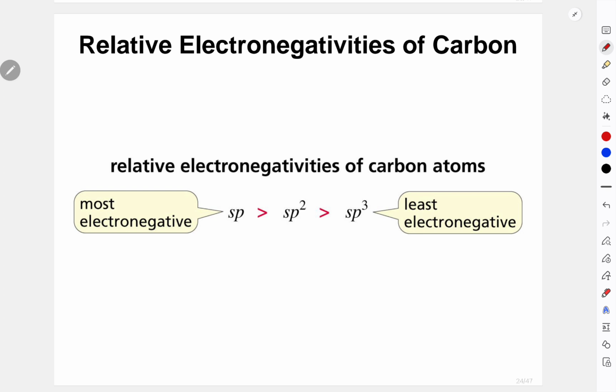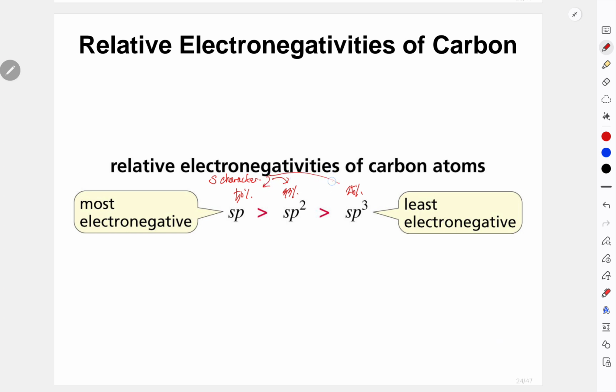And before getting at that, you have to recall the relative electronegativities of the carbon. An alkyne, of course, has sp hybridized carbon, and you know that sp hybridized carbon has the highest electronegativity. You have the highest s character. In this case, you have 50% s character for sp hybridization. For sp2, you have 33%, and for sp3, you have 25% s character. The larger the s character, the more electronegative.